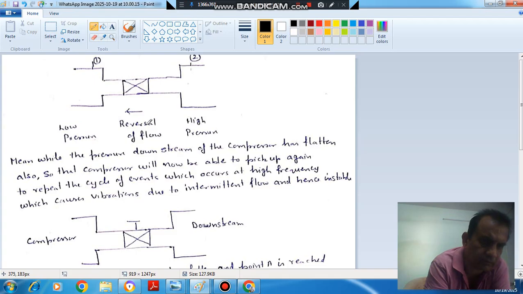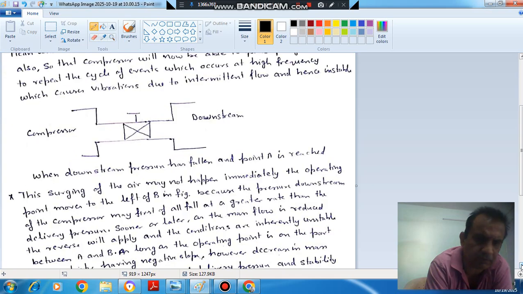Now the compressor will again start delivering high pressure, and mass flow will move in this way, repeating the cycle at high frequency, which causes vibration due to intermittent flow and hence is unstable. Again the mass flow will increase, with high pressure here and low pressure there, and after some time, as we further decrease mass flow, this will go on and cause vibration and become unstable.